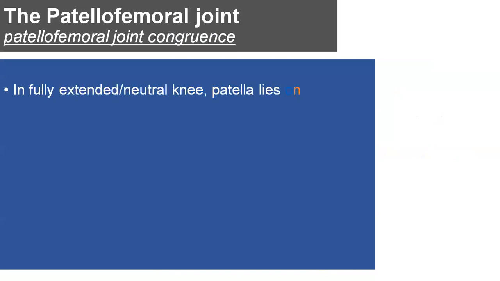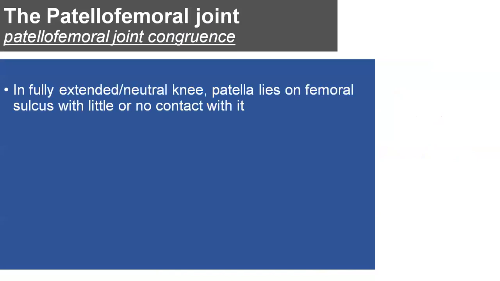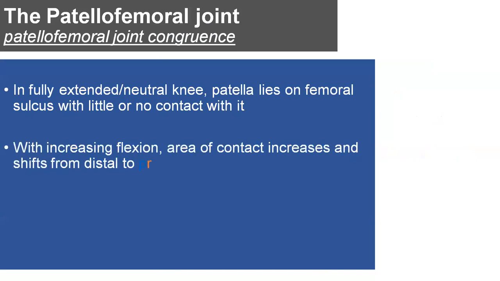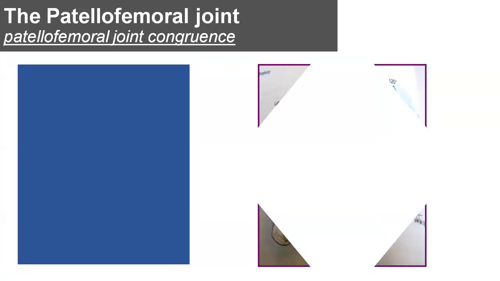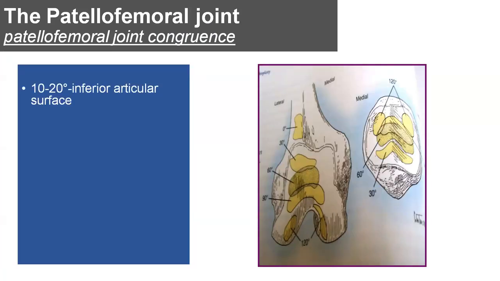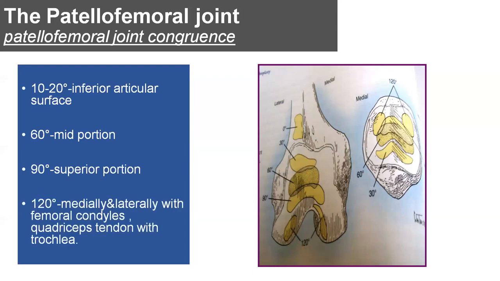In a fully extended or neutral knee, the patella lies on the femoral sulcus with little or no contact with it. With increasing flexion, the area of contact increases and shifts from distal to proximal. So this can be represented here. At about 10 to 20 degrees, it is in the inferior articular surface. At 60 degrees it is in the mid portion. At 90 degrees it goes to the superior portion. And at 120 degrees it contacts medially and laterally with the femoral condyles, quadriceps tendon, and trochlea.